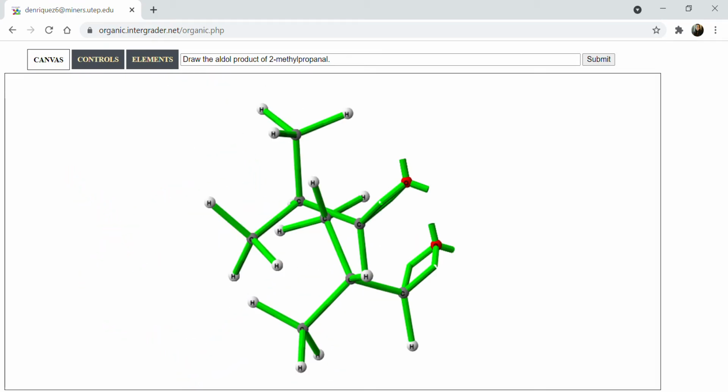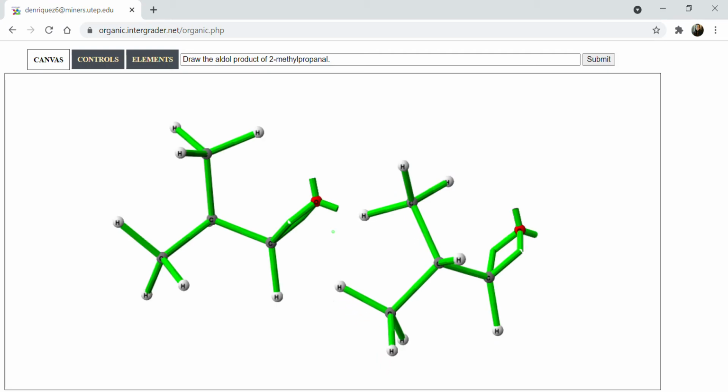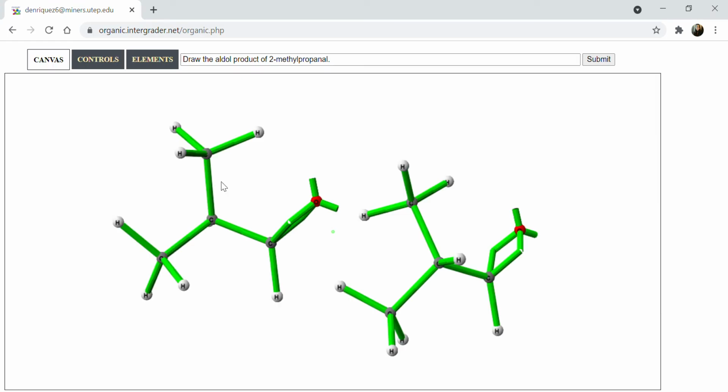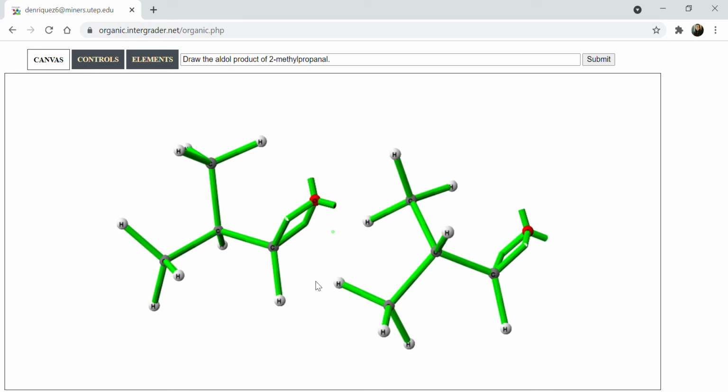So I haven't gotten a question where it says the aldol product of 2-methylpropanal, so I'm just going to try it out and see if I can finagle something. So I'm going to take, let's see. I don't have an alpha carbon on either of these. So this one is going to be tricky for me because I don't know what to do. Let's see if I can figure something out.